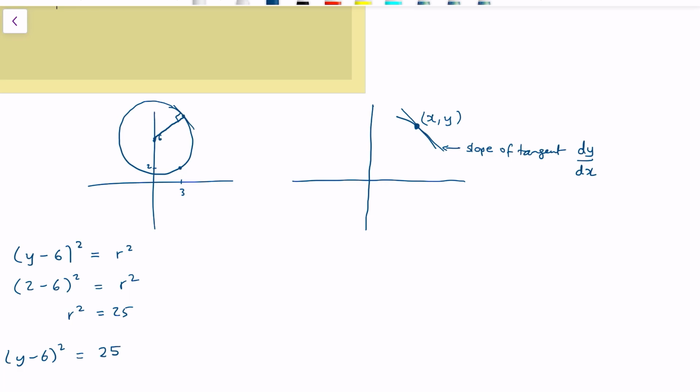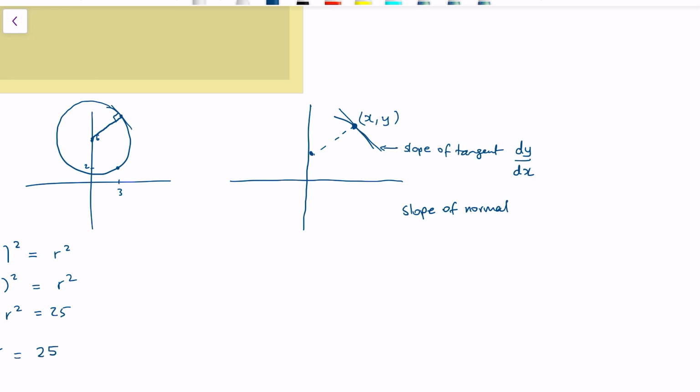Now, we know that the normal, again, I don't know that it's the radius of a circle, but the normal would have a slope that's the negative reciprocal of that. That is what a normal is. It's a line at right angles to the tangent, so negative dx over dy. And that has to go through the point 0, 6. So what I can do is find the gradient of that line using rise over run. The run is x and the rise is y minus 6.